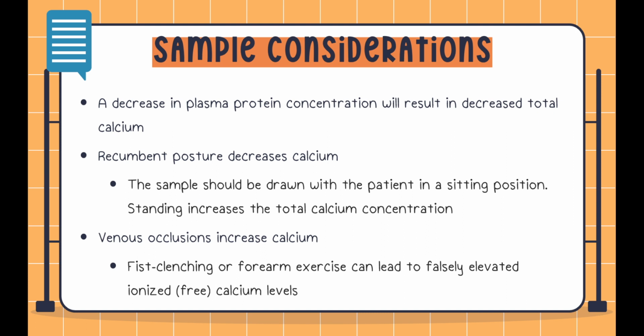Next, recumbent posture. Posture could also decrease your calcium concentration. Samples should be drawn with the patient in a sitting position. Standing increases the total calcium concentration. I think what we can look at here is the changes in your plasma volume, since every time we change our position, there are also changes in our plasma volume.